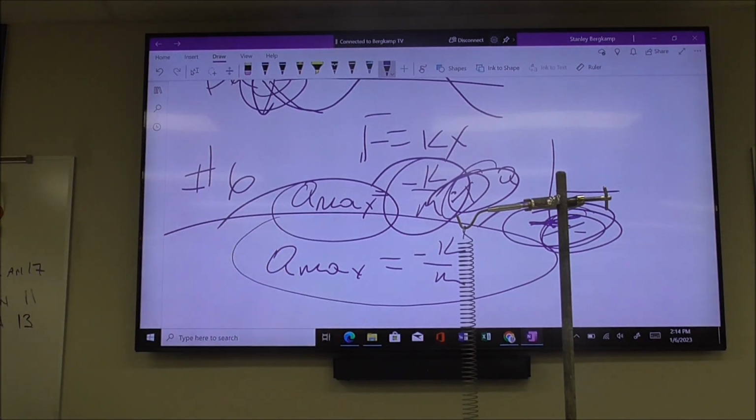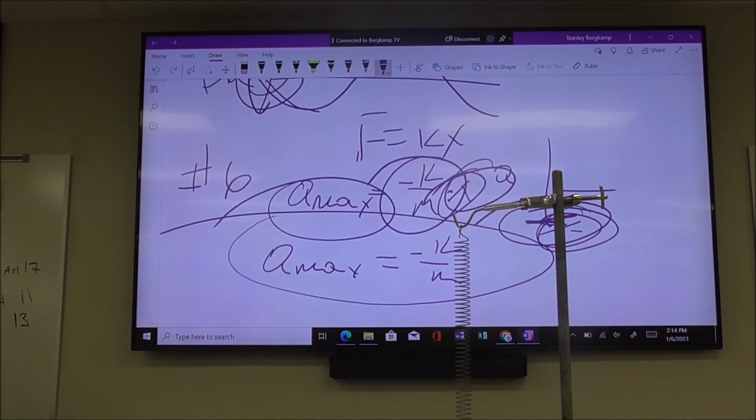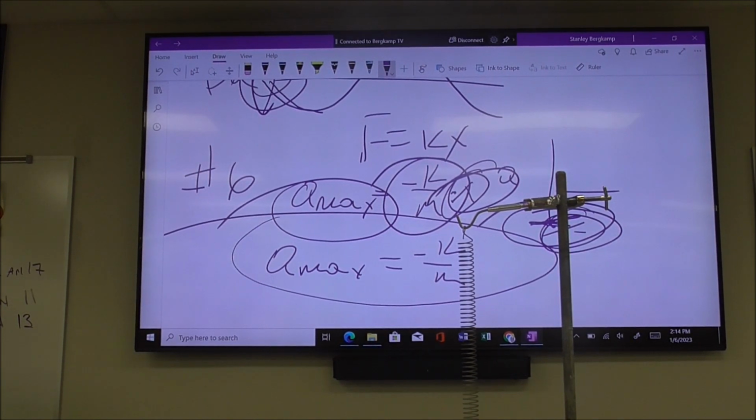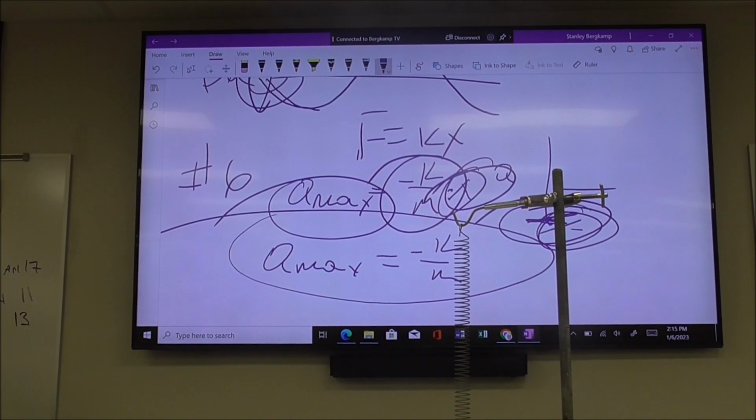Which k value? The calculated one? Not your tangent line. Wait, we're using the experimental? No, that's the one from the slope. So the experimental, not the theoretical. That would be your experimental, right?